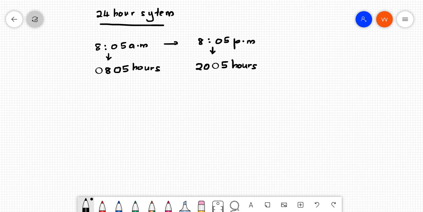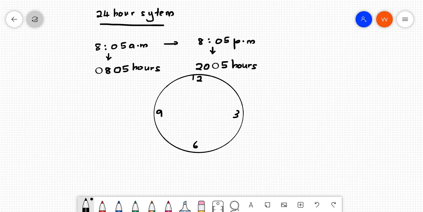How is it possible? Okay, let's look at an example. In this case, the teacher wants to show you a clock. This is a clock. Here we have the numbers 12, 6, 3, 9, 1, 2, 4, 5, 7, 8, 10, 11. Okay, let's see. This is the clock.